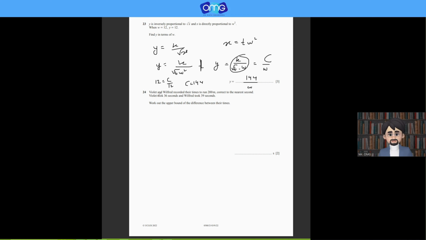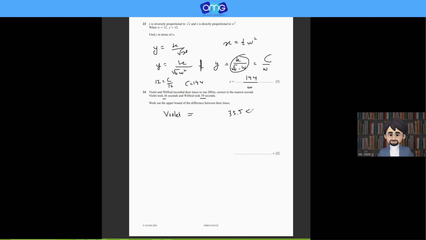24. Violet and Wilfred recorded the time they ran, correct to the nearest second. Violet took this and Wilfred took this. Write down the upper bound of the difference between their times. The difference of their times, Wilfred and Violet, 200 meters, nearest seconds.